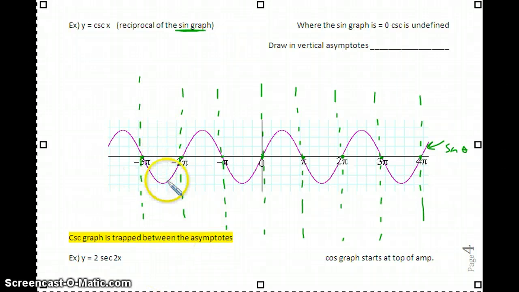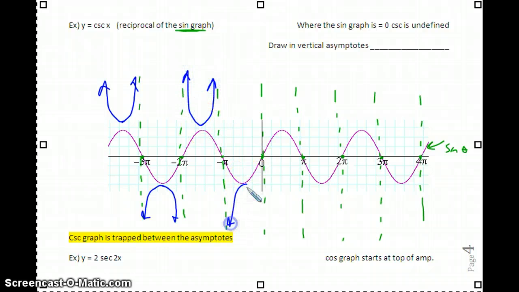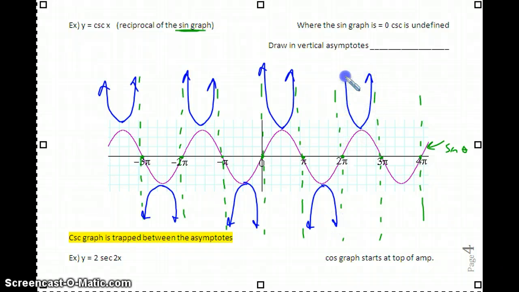And then what I'll do is the reflection here. So this one would be down, this part would be up, up, down, up, down, up, and down. And this part would just be up on the side here. So that's what the cosecant graph would look like. It's a reflection, basically, of the sine graph. And so we want to draw vertical asymptotes wherever the sine is equal to 0.